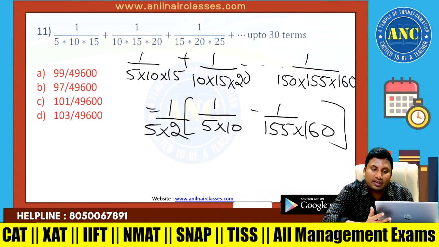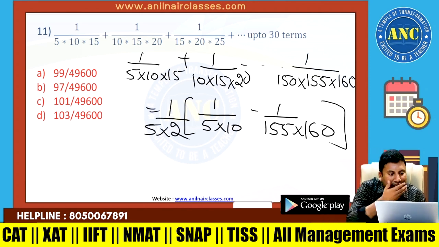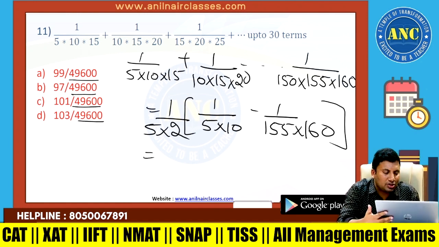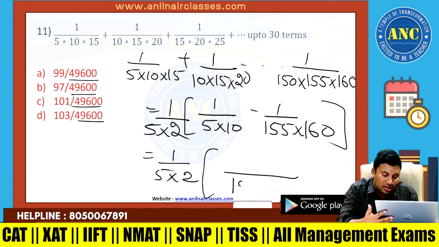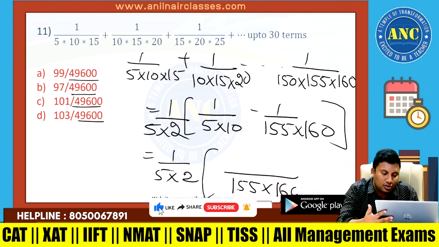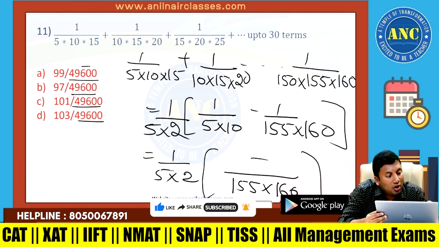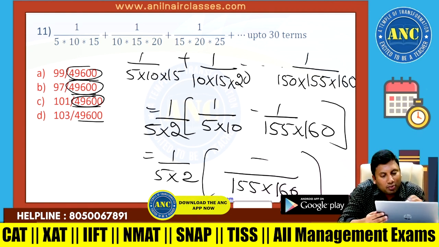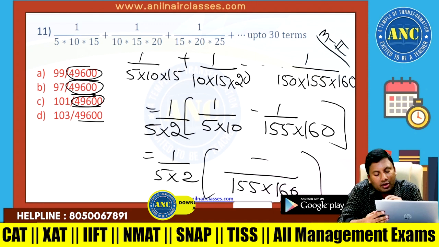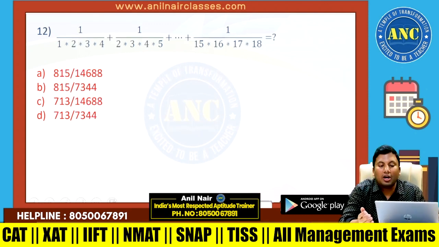First, 1 by 5 into 2, 1 by 5 into 10 and everything. Now, if you observe, all the denominator values are same. So, it is best to do the LCM approach. 5, 10 LCM is 10. 10, 160 LCM is 160. So, it is 155 into 160. I hope it is clear. So, take the value and subtract it. I got the idea. All the denominator values are same. So, method 2 is the best method here. Are you all with me?